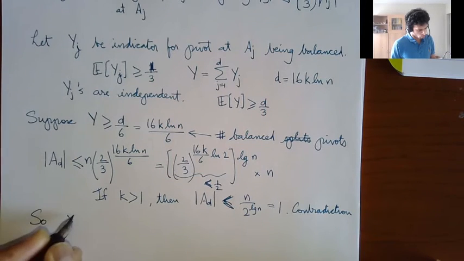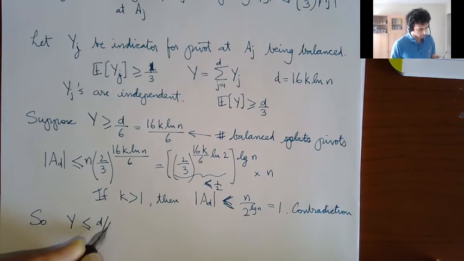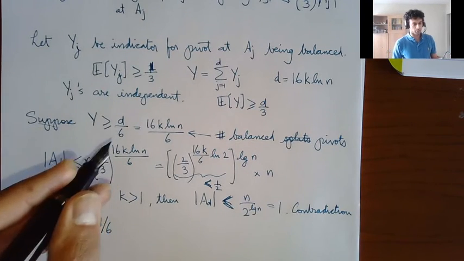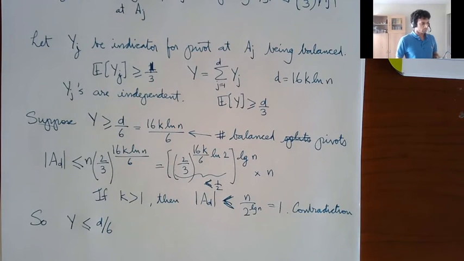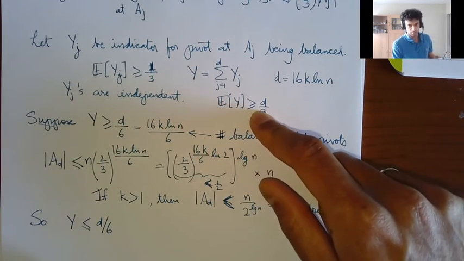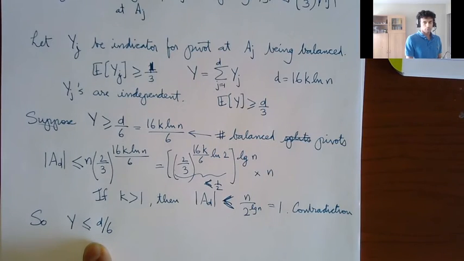So you know that y has to be less than d over 6. That's the whole punchline of this argument. But the expected value of y is d over 3. The Chernoff bound is now going to give you the concentration that you desire. Does this argument make sense? Let me pause here and take any questions on this.